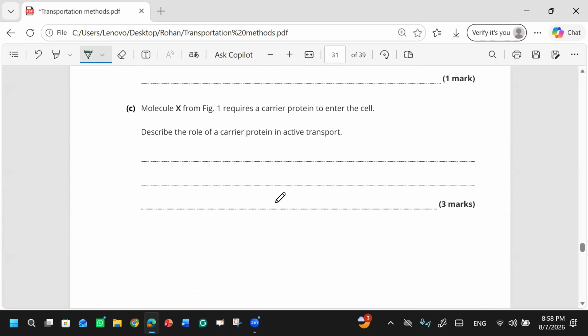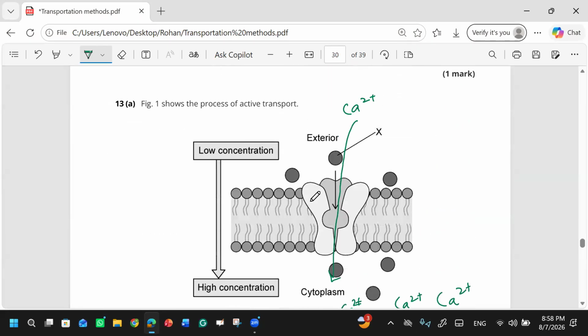Molecule X from figure 1 requires a carrier protein to enter the cell. Describe the role of a carrier protein. What is the role of a carrier protein? A carrier protein is like a channel, which is providing a way. Because the cell membrane is semi-permeable, as we have discussed, it doesn't allow these substances to pass. So a carrier protein is just like a gateway. It is providing a channel, right?